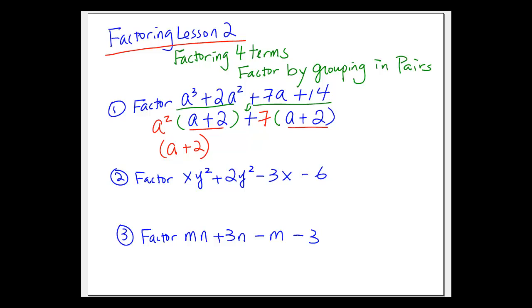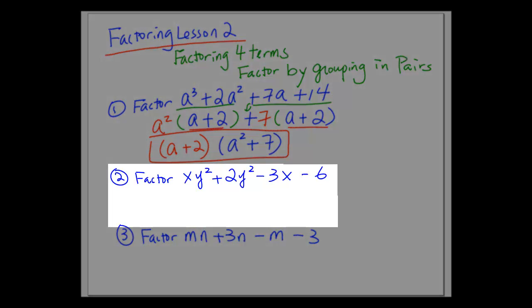And after you pull out a plus 2, you can see for the first term you still have a squared. And then the second term you still have plus 7. So that would be your answer. Again, if you really want to, you can multiply it out and you should be able to get back to the question. So that's the first one.